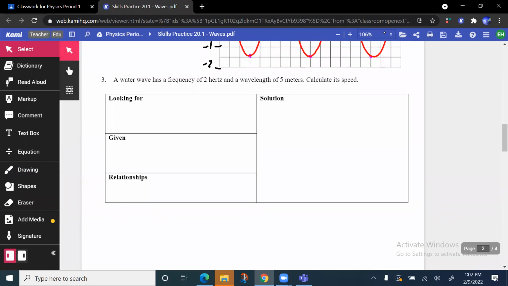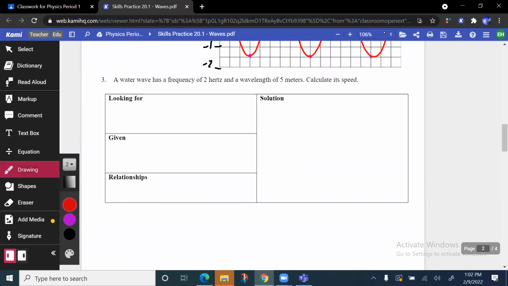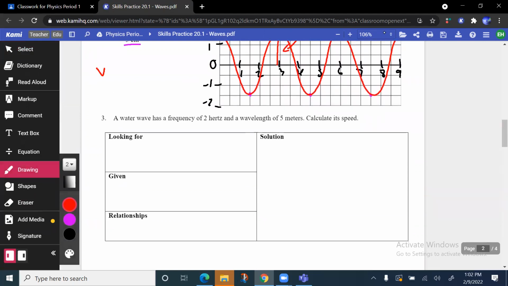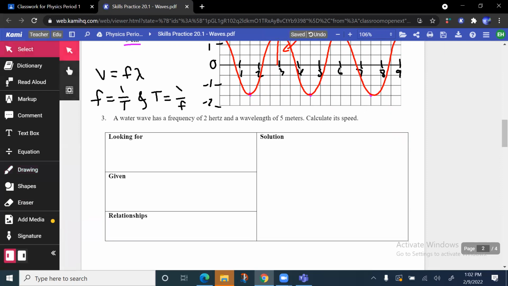Now in questions 3 through 9, we're going to be taking a look at actual wave speed problems. Okay, now to do a wave speed problem, we're going to need the use of 2 things throughout the way. Number 1, our wave speed equation. Speed of the wave is equal to frequency times wavelength. The other thing we will occasionally need is the idea that frequency is the inverse of the period, and the period is the inverse of the frequency. So be prepared to use these tools as we go through.